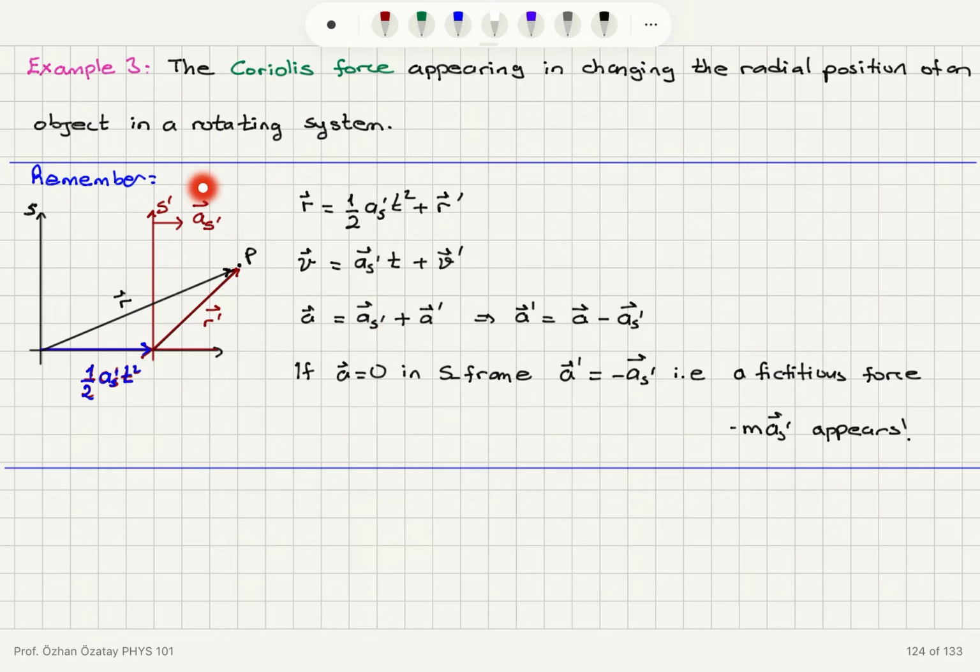So a prime, the acceleration reported by this reference frame, is equal to the acceleration reported by the S reference frame minus the acceleration of the S prime reference frame with respect to S. If the acceleration is 0 in the S reference frame, the acceleration reported by the S prime reference frame would be minus a_s', where a_s' is the acceleration with respect to S. Because this is a non-inertial reference frame, the observer in this reference frame reports a minus a_s', which is due to a fictitious force, minus m a_s', appearing on this object with mass m. Okay. So we can see this fictitious force comes right out of the Galilean transformation from an inertial to a non-inertial reference frame.